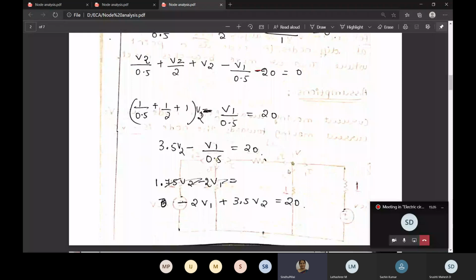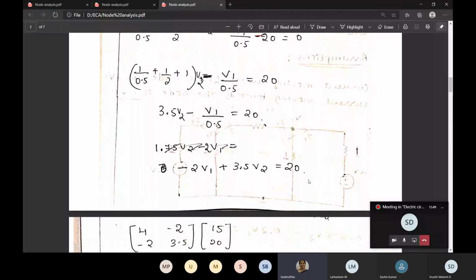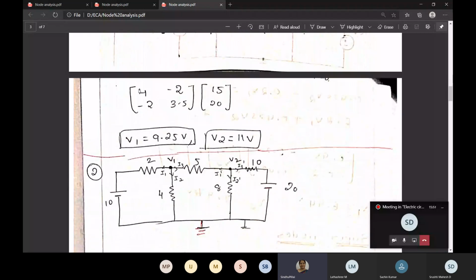Okay, so two nodes are there. However many nodes there are, that many equations. So we'll be getting two equations. As usual, how do we find the unknown current? Same as before, substitute in the calculator and find V1 and V2. After writing the two equations, write them in the determinant form: 4, minus 2, minus 2, 3.5, and 15 and 20 are the constants. Put them in the determinant form, put the coefficients in the calculator, and you will get the node voltages V1 and V2.